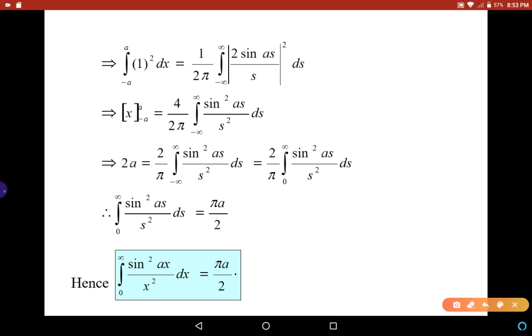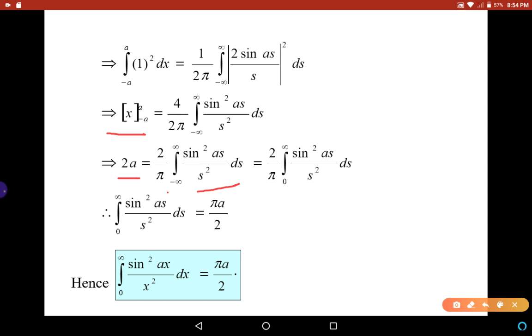That implies a minus of -a. When we substitute the limits here, we get a minus of -a, that is 2a, is equal to 2 by π times the integral from -∞ to ∞ of sin²(as)/s² ds.